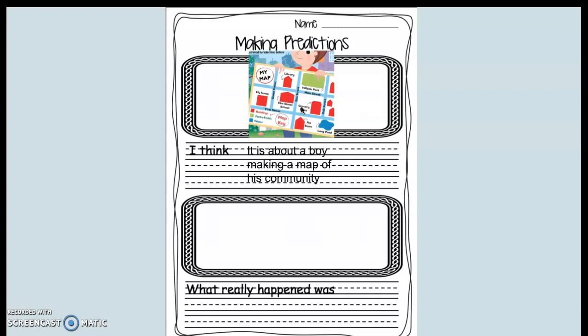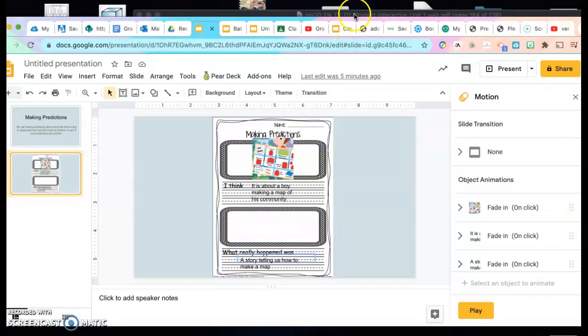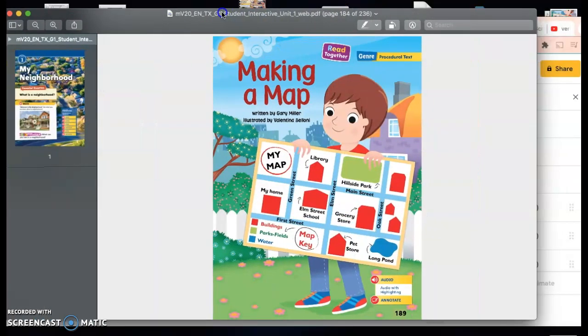So what you're going to do on your chart is put what you predict, or what you think it's going to be about, just from looking at the cover and the title. I have a sentence stem right here: I think it is about a boy making a map of his community. You're going to do that on your own. Now let's get to the story. We're going to check to see if we're right.